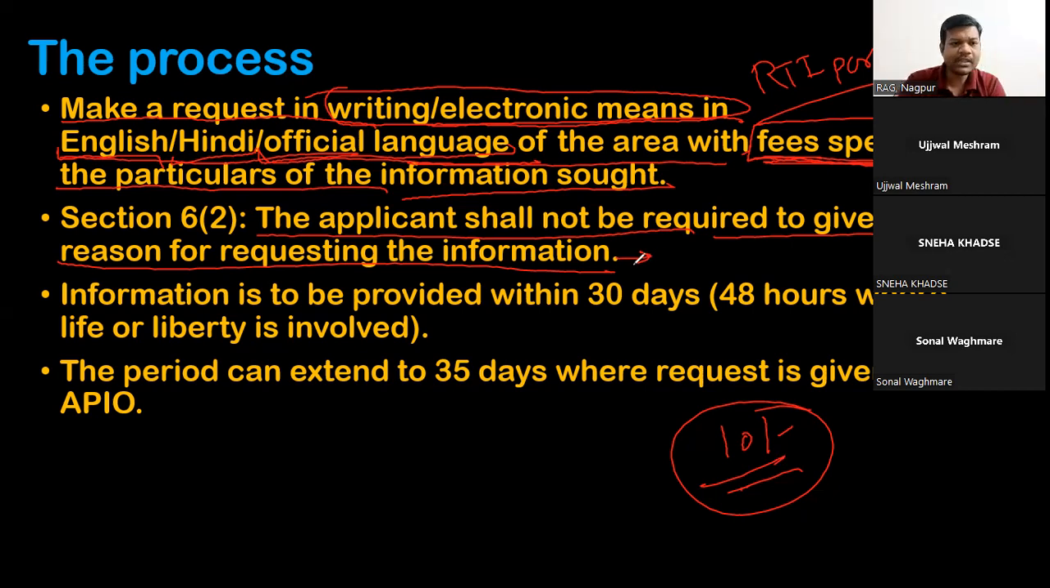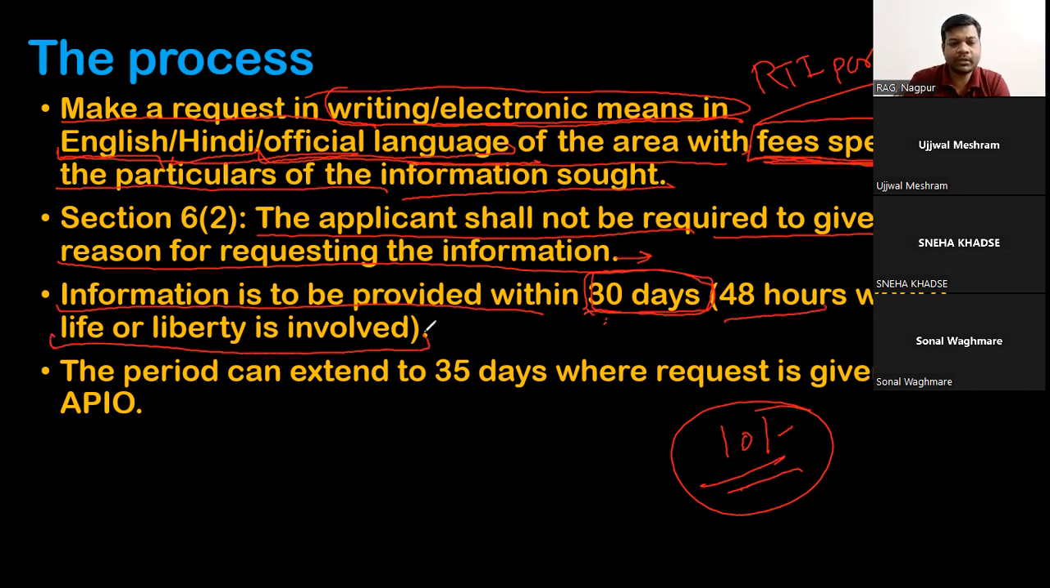Now the information is to be provided within 30 days. Remember this. This is the time limit for the CIC or SIC to provide you the information within 30 days.